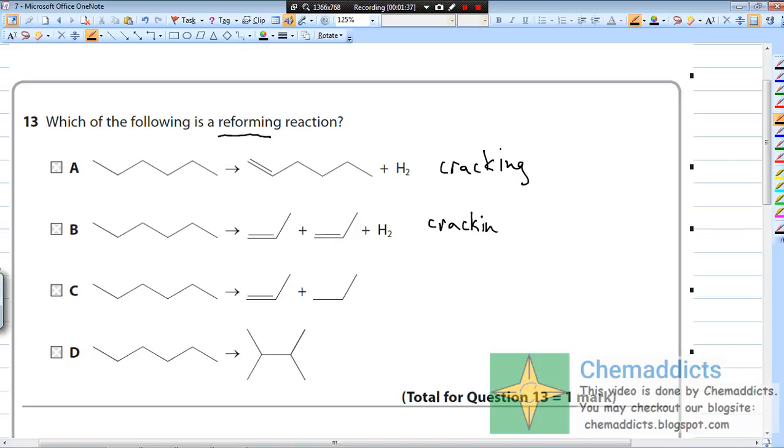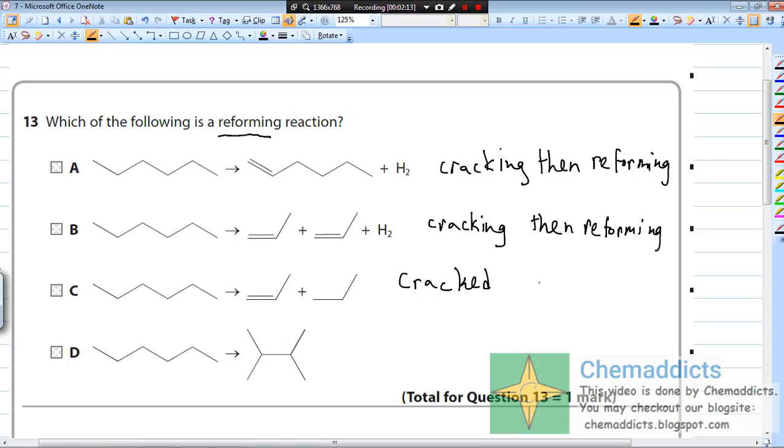They have asked us to find where the reforming happens. So this is cracking, then reforming. Since there are double bonds over here, at first it has been cracked, then reformed. Here it is also cracked, since two different molecules are formed, then reformed. So in D we can see that no cracking has occurred.